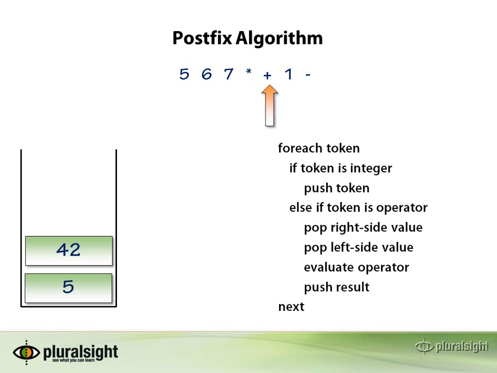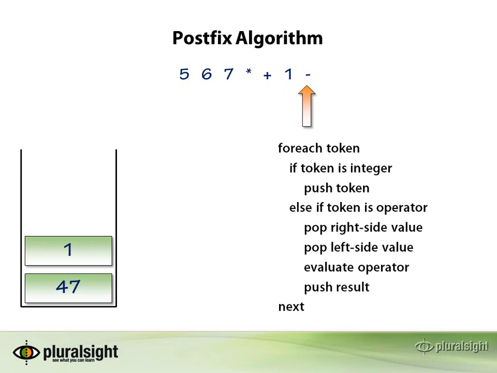We go on to the next token, which is an operator. So we'll pop the right value, the 42, from the stack. Then we'll pop the 5 from the stack. We'll add them together, giving a value 47, which we push back onto the stack. The next token is an integer. We push that onto the stack. And then the next token is an operator, subtraction.